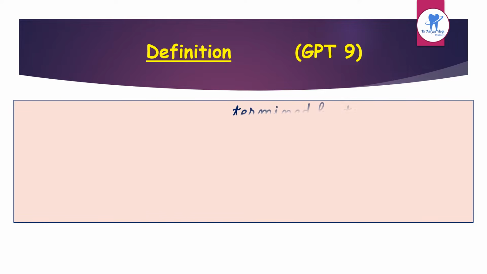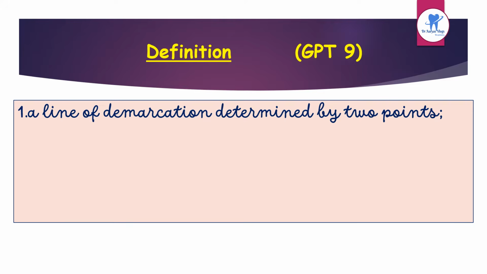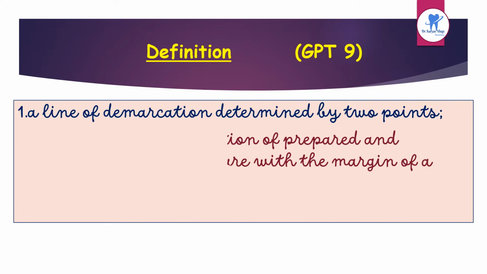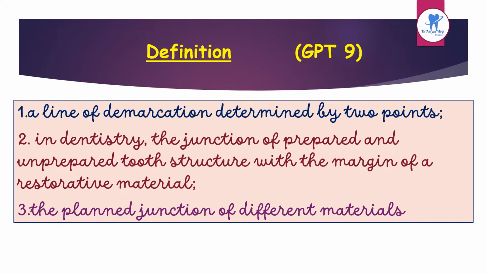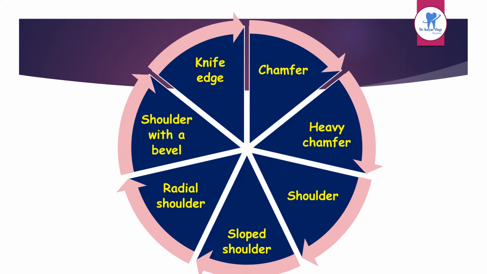According to GPT-9, the finish line can be defined as a line of demarcation determined by 2 points. In dentistry, it is defined as the junction of prepared and unprepared tooth structure with the margin of a restorative material, and it is also defined as the planned junction of different materials. So that is about the definition of finish lines. Finish line configurations are chamfer, heavy chamfer, shoulder, sloped shoulder, radial shoulder, shoulder with a bevel and knife edge.